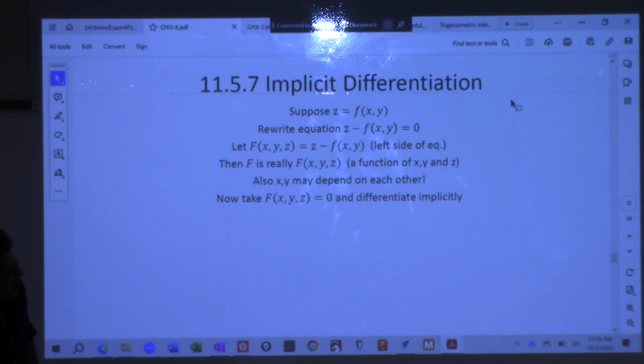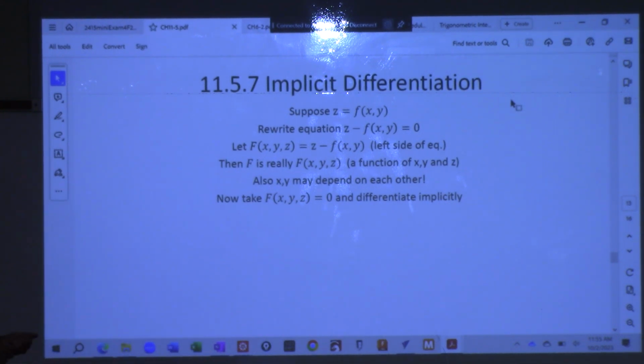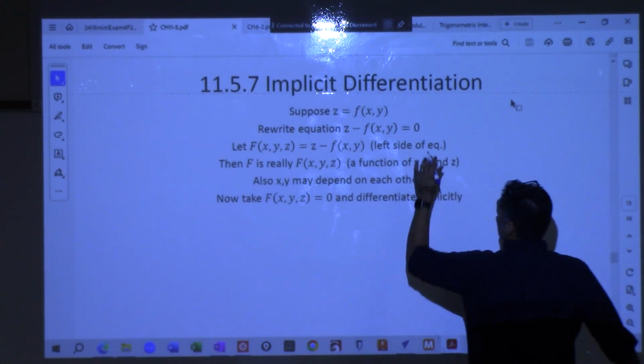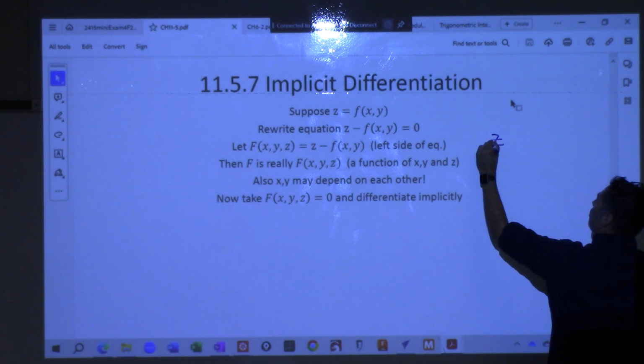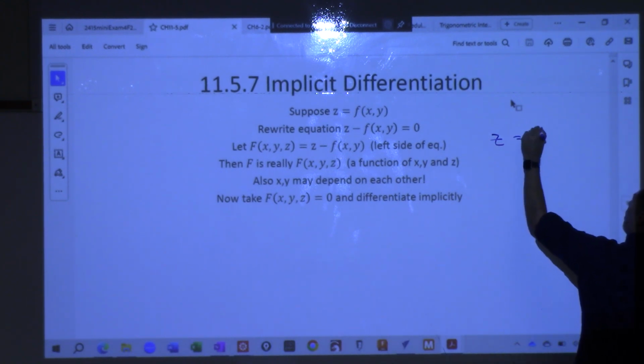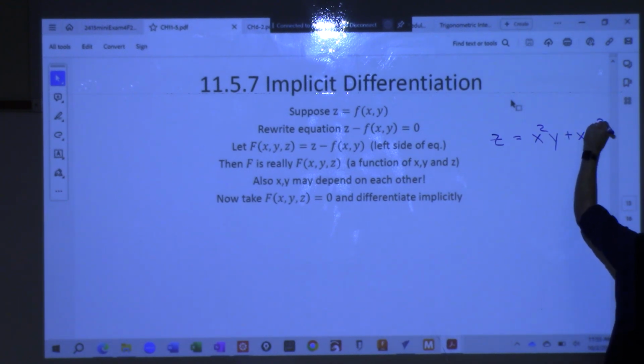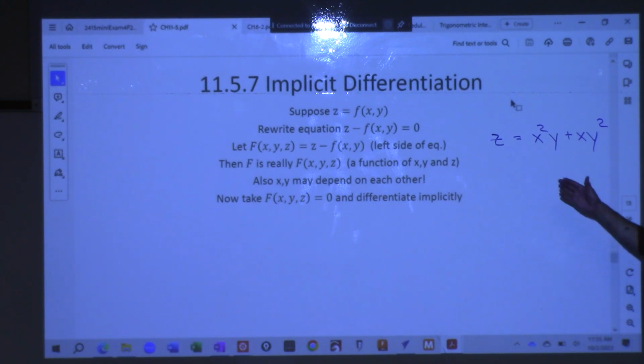So I'm gonna leave these notes up here, and then I'm gonna write down on the side like an example, all right? So let's say that z is equal to some function of 2 variables. Let's keep it simple. Let's go x squared y plus xy squared. Let's just go with something like that. Do y'all agree z is a function of 2 variables? Yes?